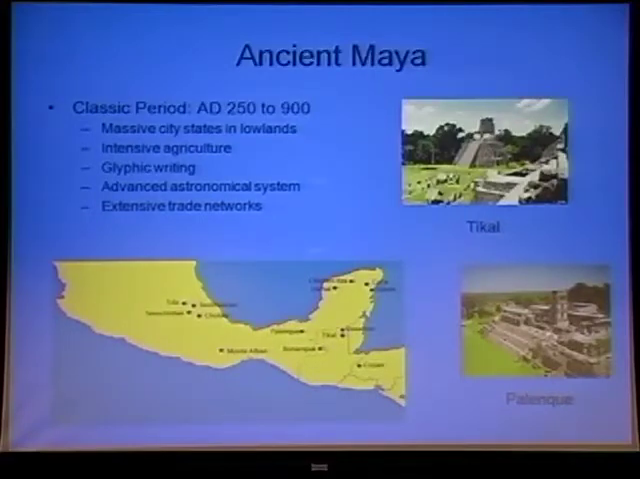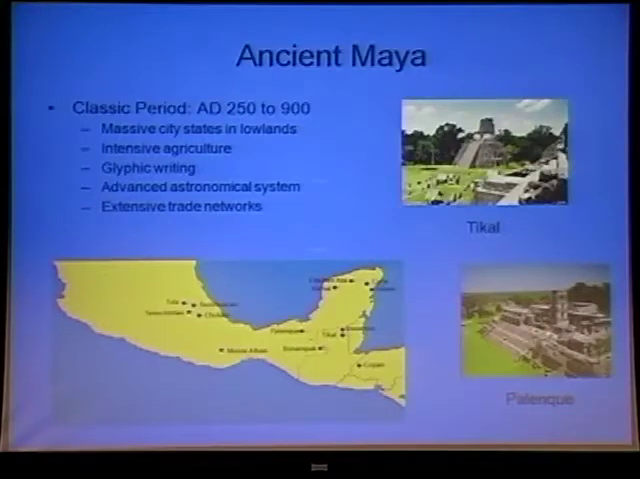They also, as I just said, had a system of writing glyphs. These were used to record the names of rulers, to record important events such as the birth of a king, the accession to the throne of a king. They were also used to record the names of places and victories in war. So this is the historical record that we have from the classic Maya period.